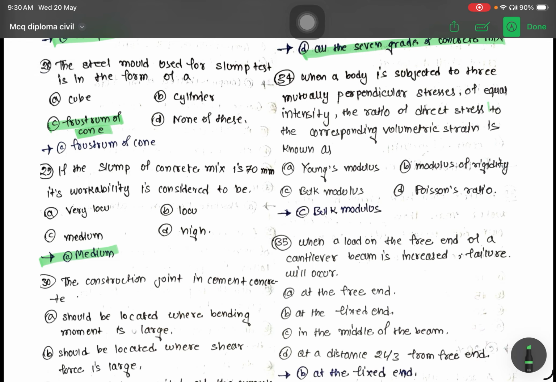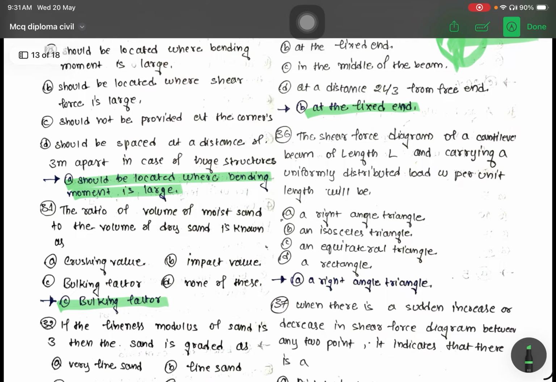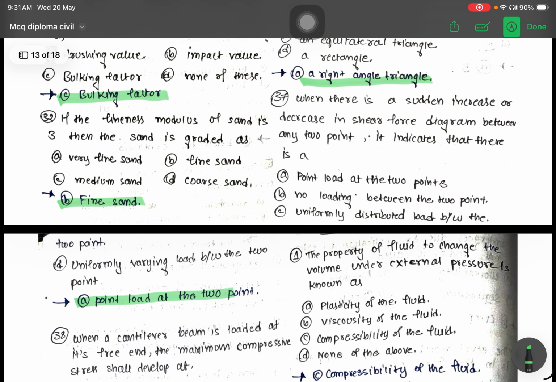When a load on free end of a cantilever beam is increased, failure will be at fixed end. When cantilever load is increased, the failure will be at the fixed end. The shear force diagram of a cantilever beam of length L and carrying a uniformly distributed load of W per unit length will be a right angle triangle. When there is a sudden increase or decrease in shear force diagram between any two points, it indicates there is a point load at the point.